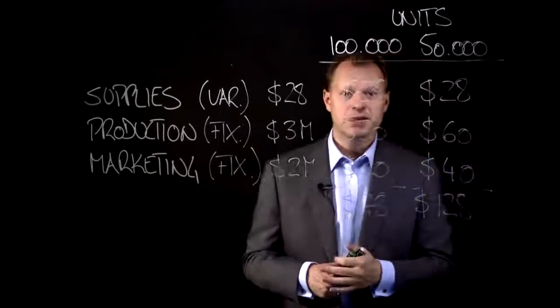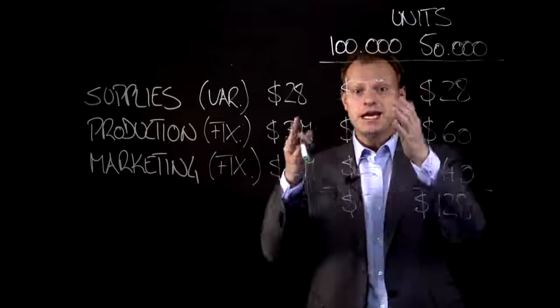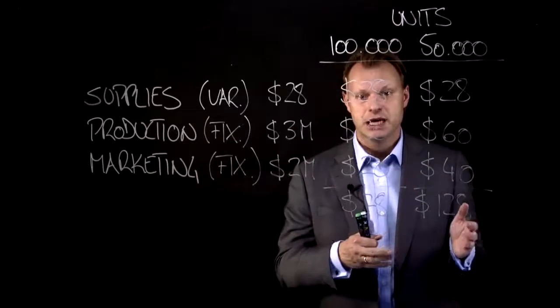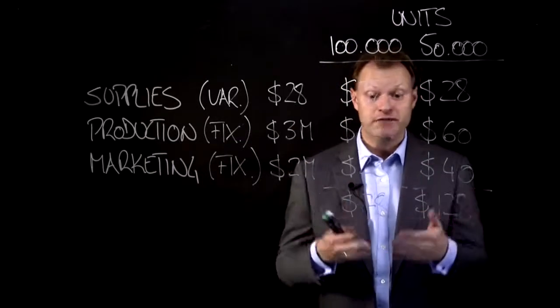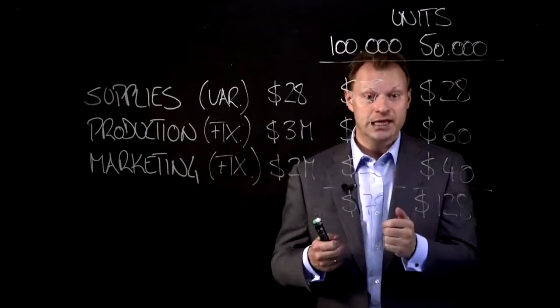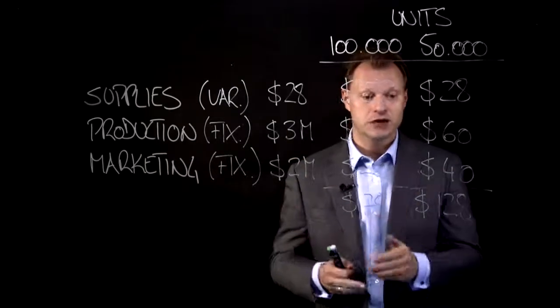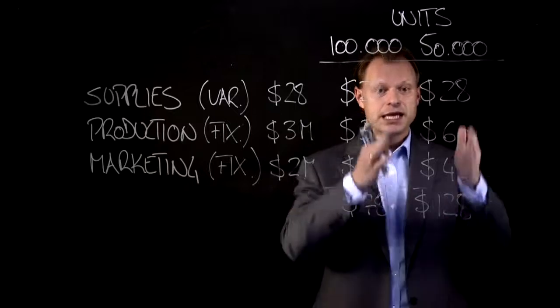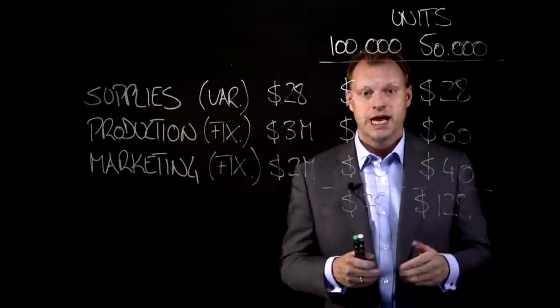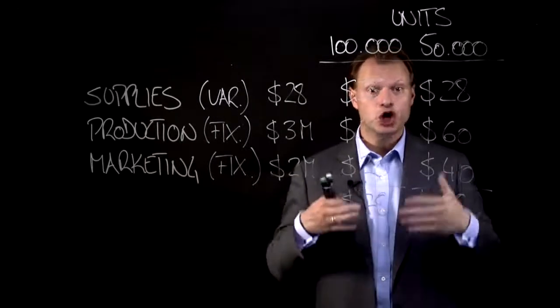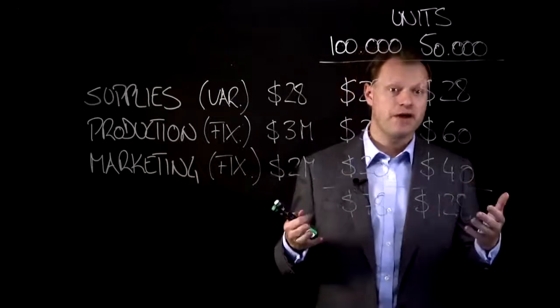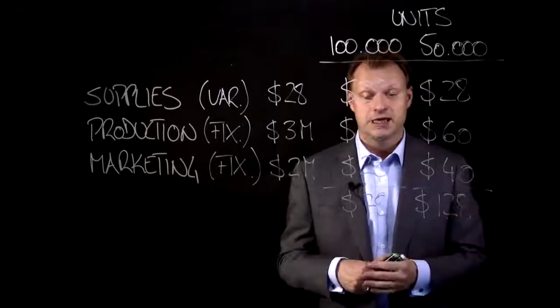So with this very simple calculation, we have already seen that depending on the output I'm estimating, my cost per unit is going to be very different. It might be either $78 in the case of 100,000 units or $128 in the case of 50,000 units. As a consequence, the resulting cost-based price is going to be very different as well, as we have seen in the previous example.